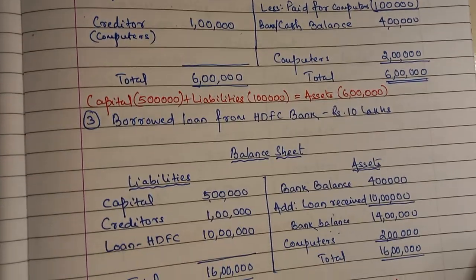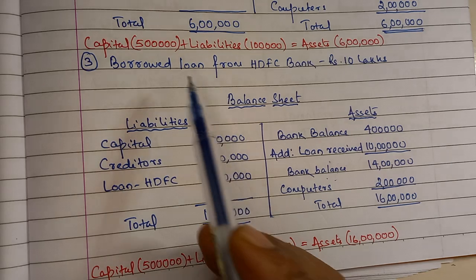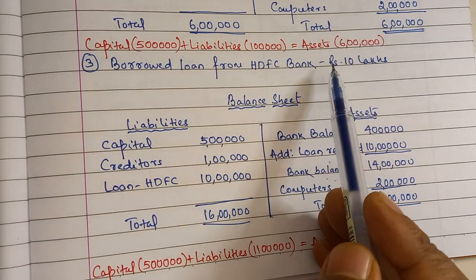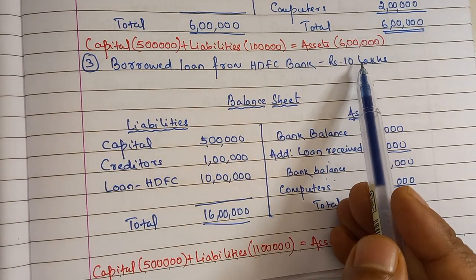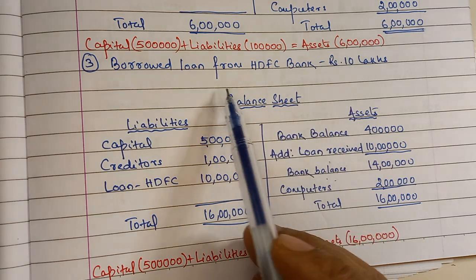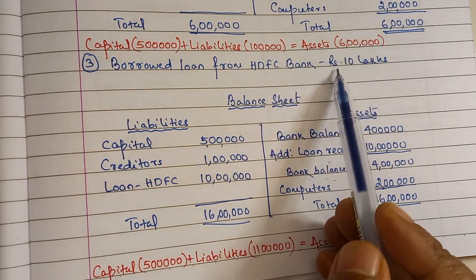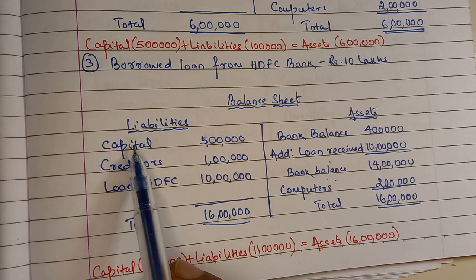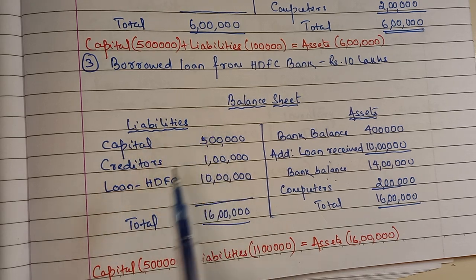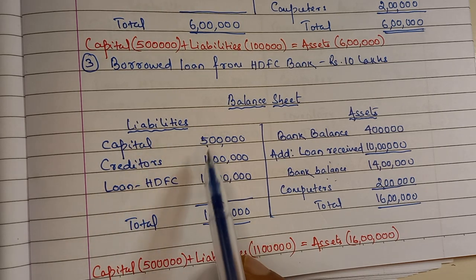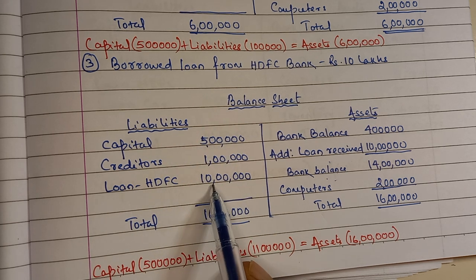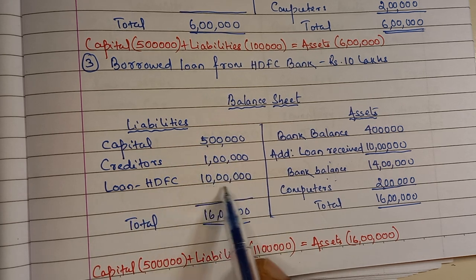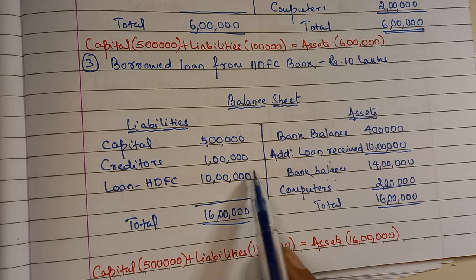Now coming to the third transaction: borrowed loan from HDFC Bank, rupees 10 lakh. Okay, so what is happening in the third transaction? Borrowed loan from HDFC Bank, rupees 10 lakh. Now how will the balance sheet look? Liabilities: capital, you have 5 lakh as in the previous example, creditor 1 lakh, this is towards the computer in the previous example. Now loan HDFC 10 lakh, it's a liability, right? It's a loan liability, hence 10 lakh is reported in liabilities.